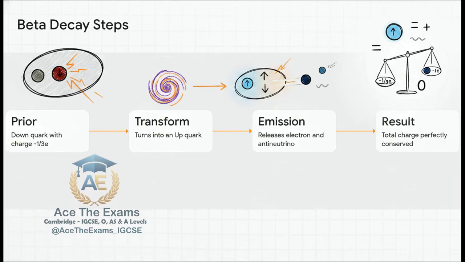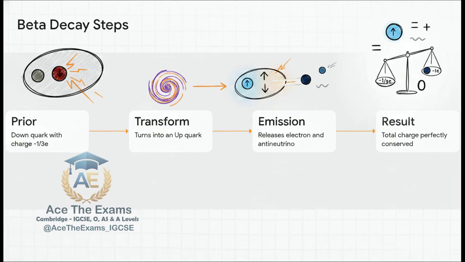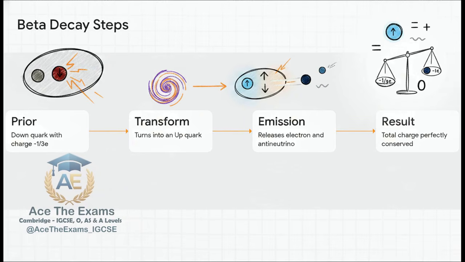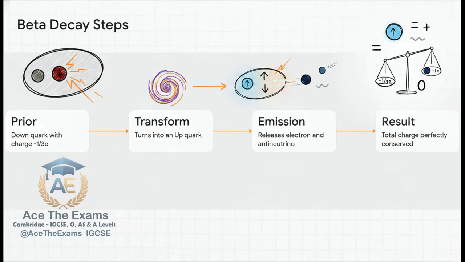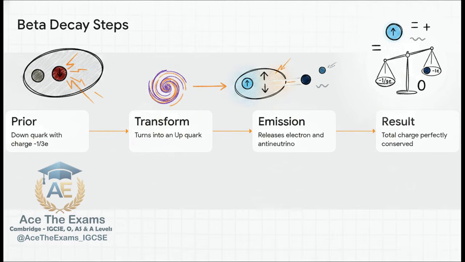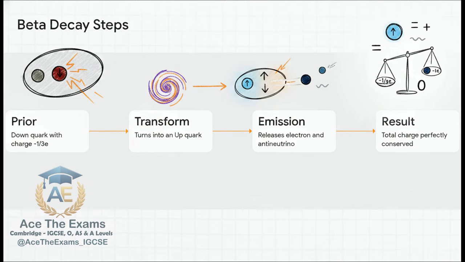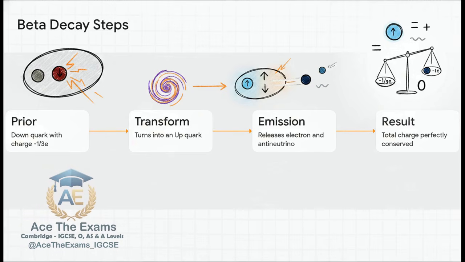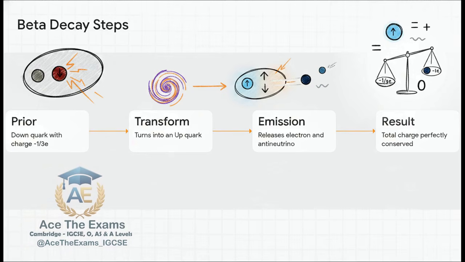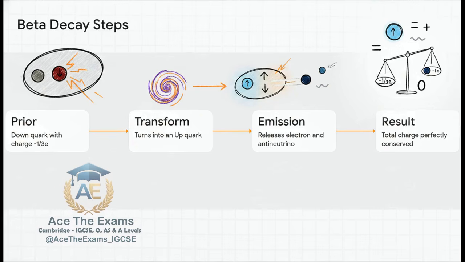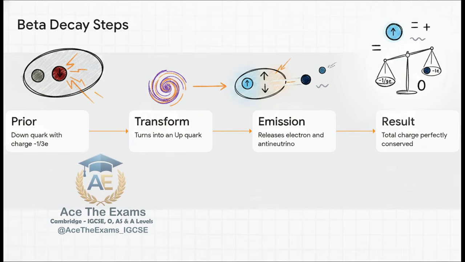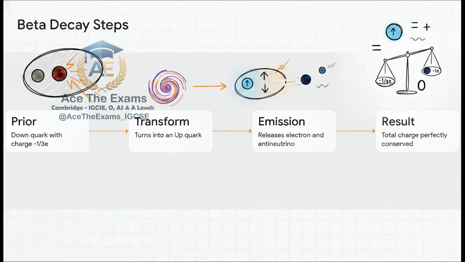Step 4. Let's check the result. After the decay, we have the brand new up quark sitting inside the newly formed proton, which is +2/3 e, plus the emitted electron flying away, which is -1 e, plus the antineutrino at 0. +2/3 -1 equals -1/3 e. The total charge of all the pieces after the decay is exactly the same as the single down quark we started with before the decay. Total charge is perfectly, flawlessly conserved, even at the absolute deepest, most fundamental layer of reality.